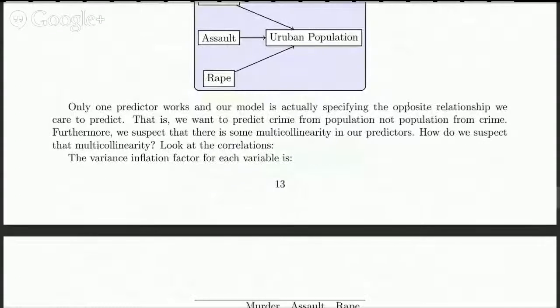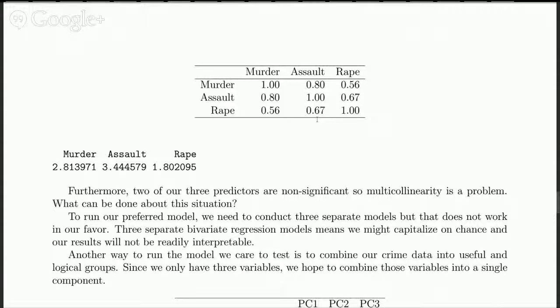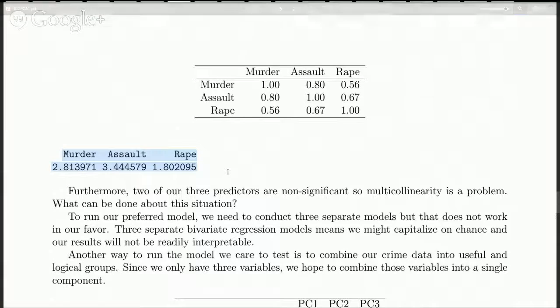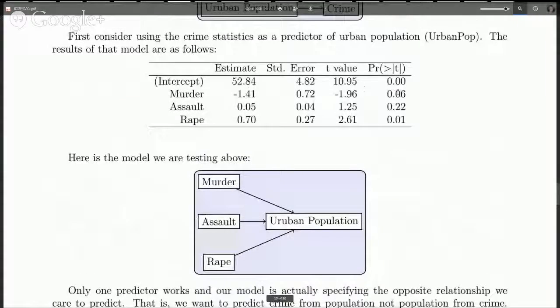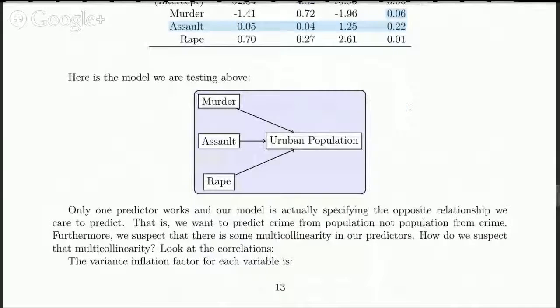So one thing we can do is look at the correlation matrix among the 3 crimes, and you'll see murder and assault are correlated .80, murder and rape are .56, and assault and rape are .67. So you've got .80, .60, and .70 correlations. Those are pretty high. When I look at the variance inflation factor results for my model, you can see that murder, assault, and rape all have pretty high VIFs, sufficiently higher than 1, and it's clear that 2 of them are above the p of 0.05 level, and we only have 1 significant predictor.